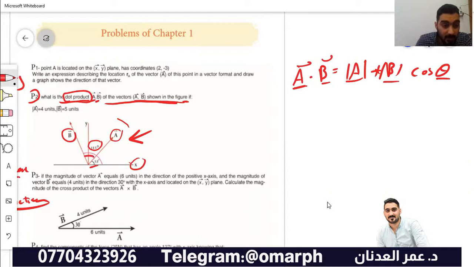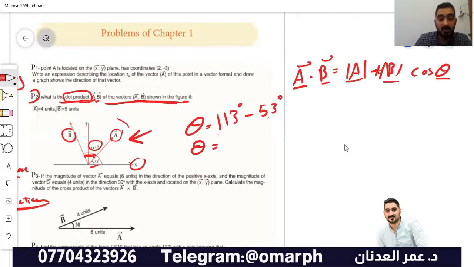We need to find the angle between vector B and vector A, and we get it from the difference of the two angles. It means theta is equal to 113 degrees minus 53 degrees, which is equal to 60 degrees. This is the theta we must use in the law.